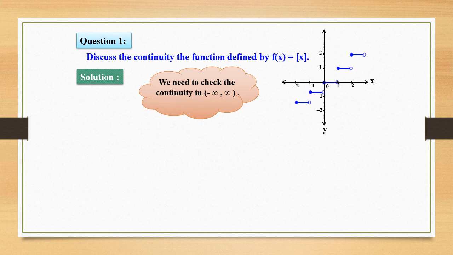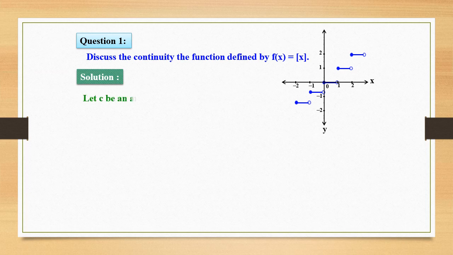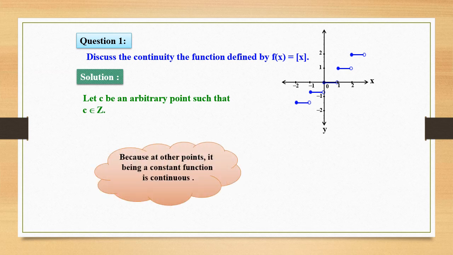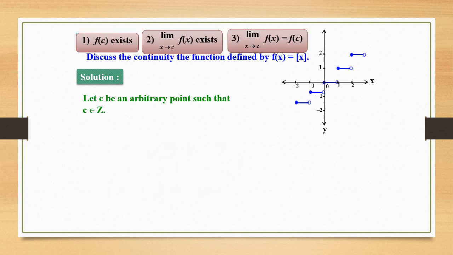So here again we are considering the graph of greatest integer function and checking the continuity along the real number line, that is minus infinity to plus infinity. So let us consider some arbitrary point such that c belongs to Z. So we will check the conditions now. So f of c will be equal to step c, which is equal to c.